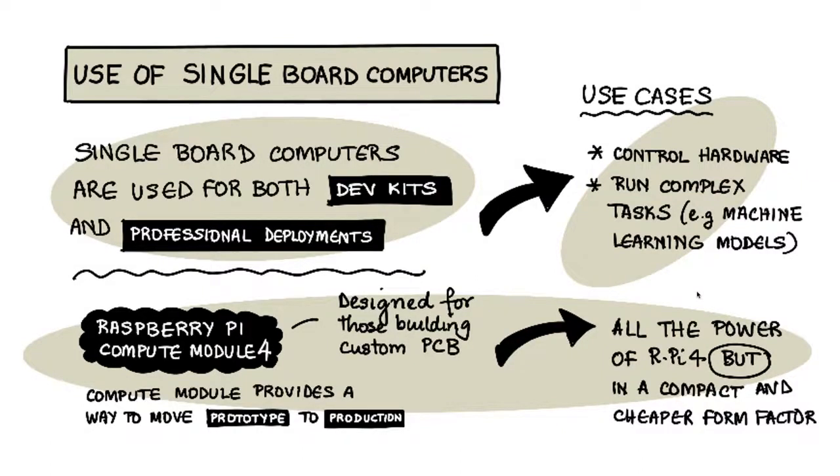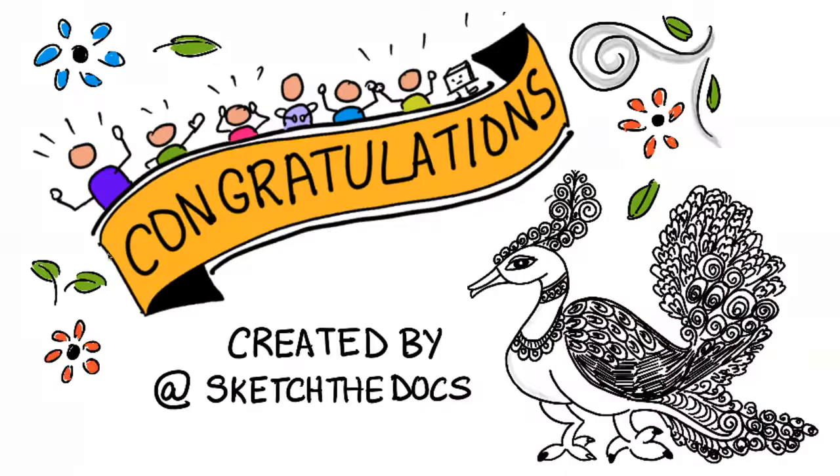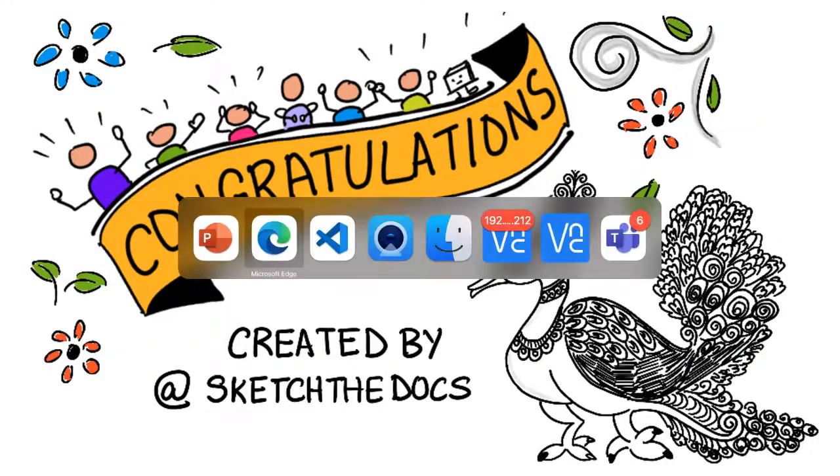There's a compute module you can get if you want to put it into production environments. You prototype on your Pi 4, and then you take your compute module and can build that into custom PCBs and kind of whatever you want, which is a great way to actually use Raspberry Pis in professional environments. Cool, and that's kind of all I wanted to cover today.